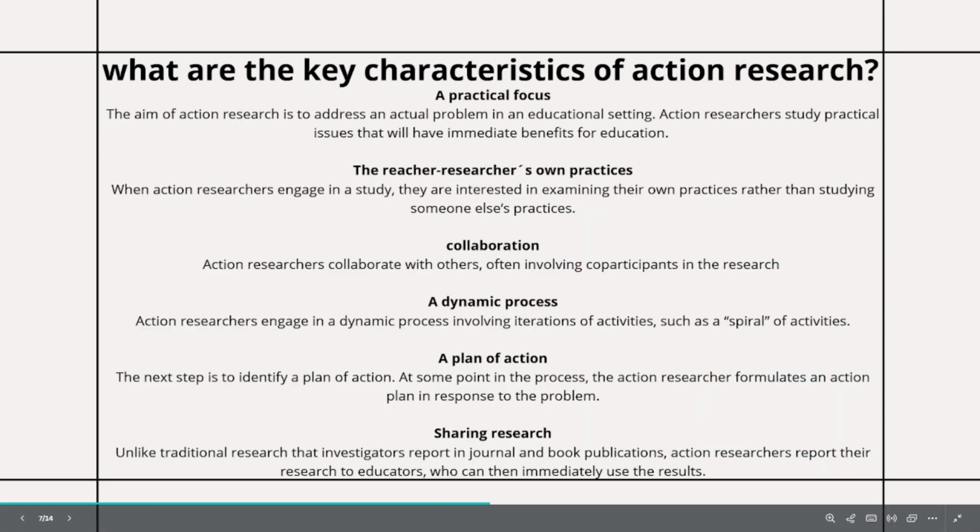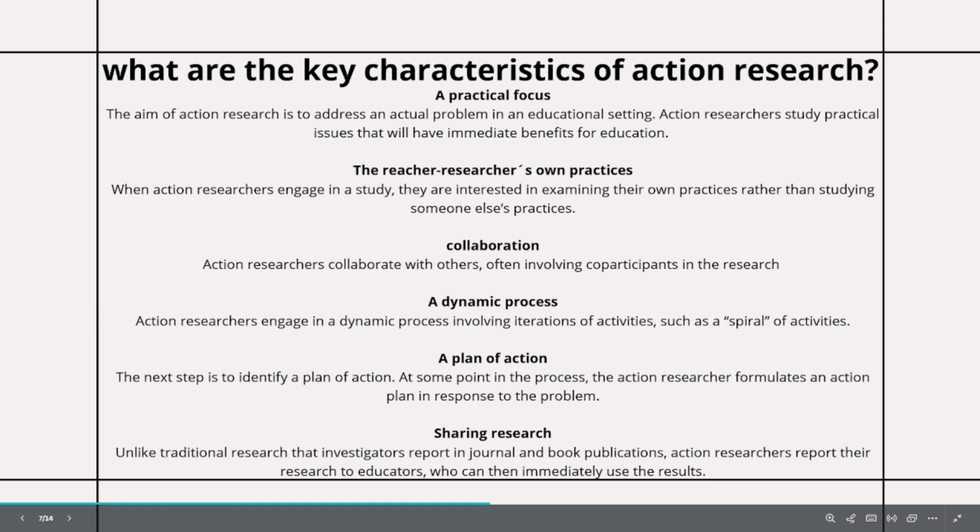What are the key characteristics of action research? There are six key characteristics: a practical focus, the researcher's own practices, collaboration, a dynamic process, a plan of action, and sharing research. The aim of the first one is to address an actual problem in an educational setting. Action researchers study practical issues that will have immediate benefits for education.